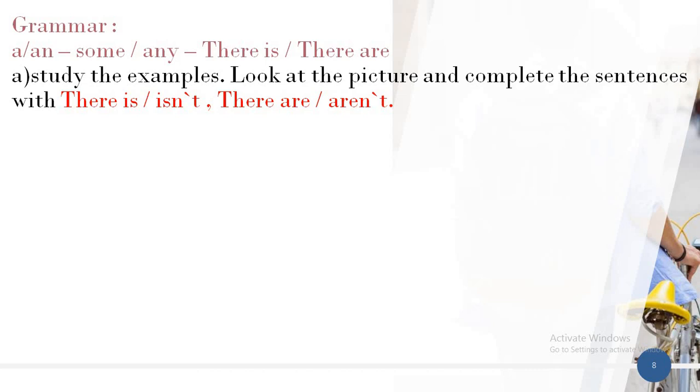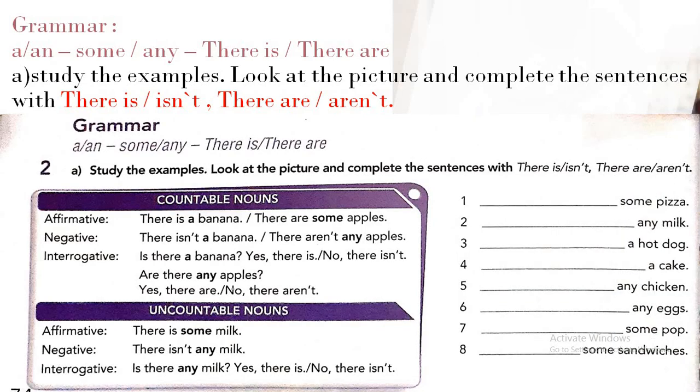So let's go to another part of our lesson in the grammar today. So we have a and an, some, any, and also we are going to study in grammar today there is and there are. So A, study the examples, look at the picture and complete the sentences with there is or there isn't, there are or there aren't. So here is the chart.